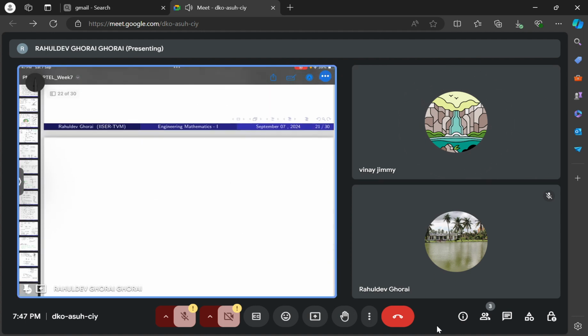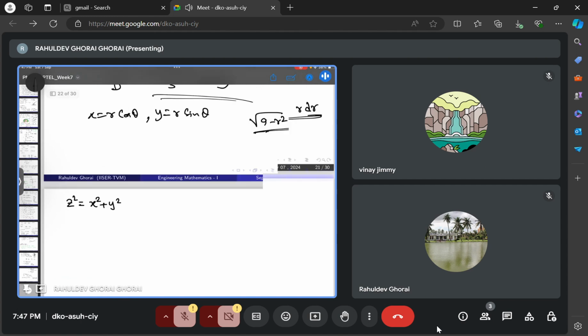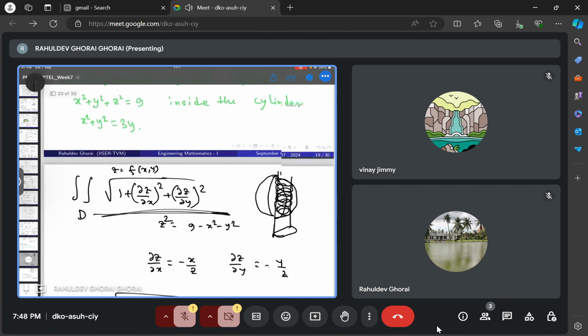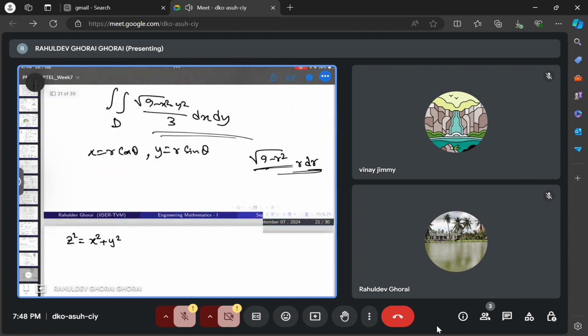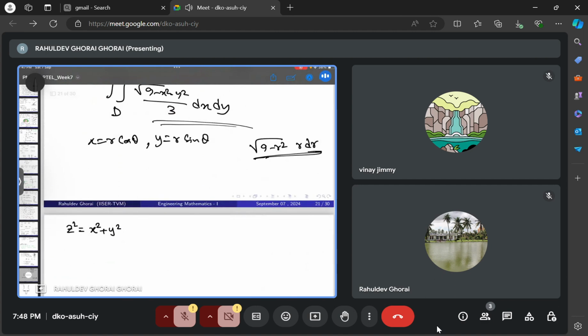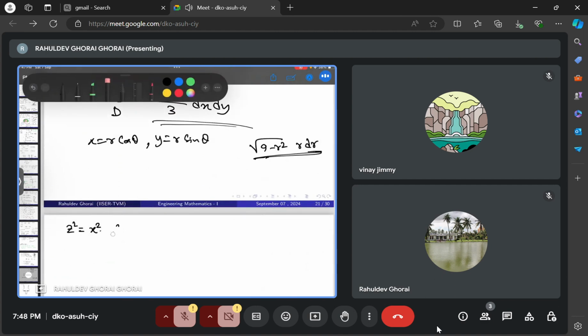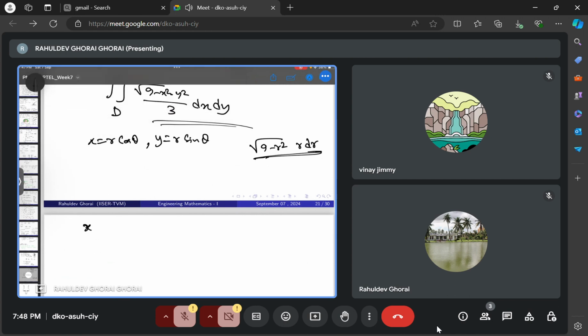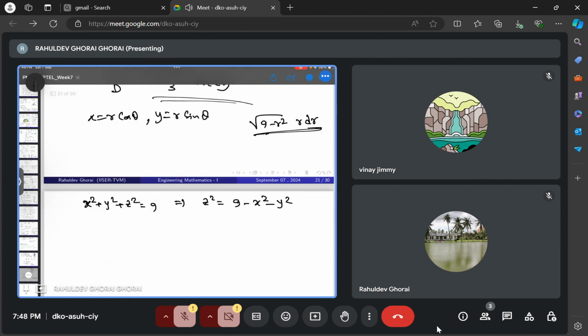It is given that x square plus y square plus z square is equal to 9, right? That implies z square is equal to 9 minus x square minus y square. Now I have to find del z by del x, right?